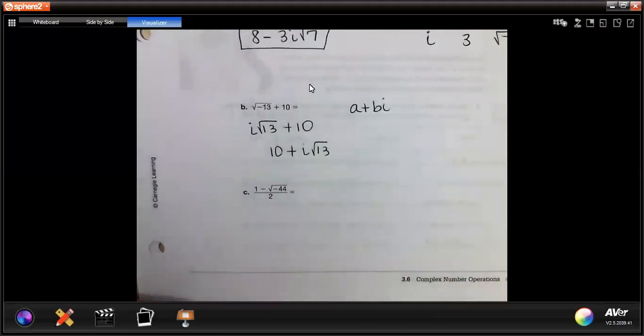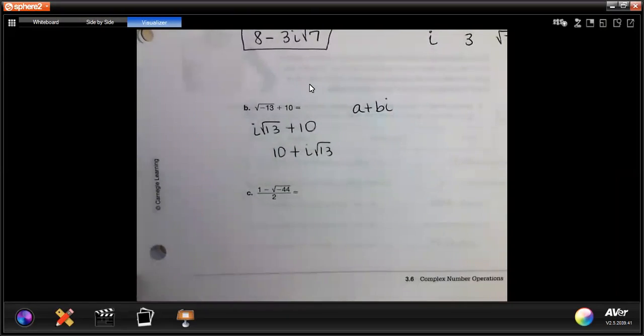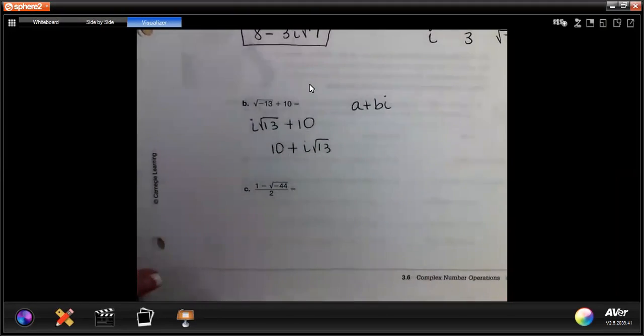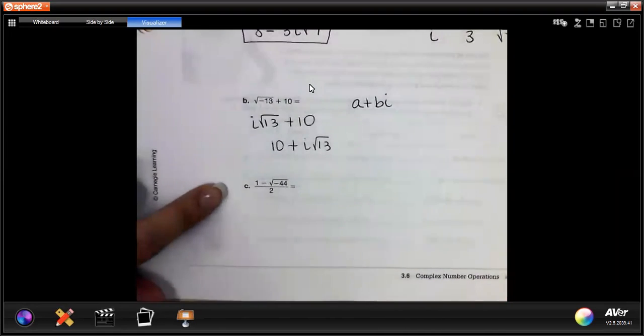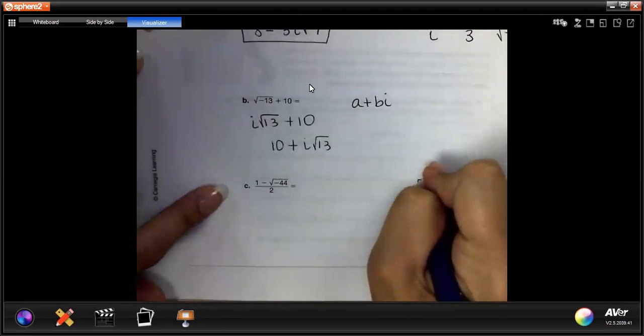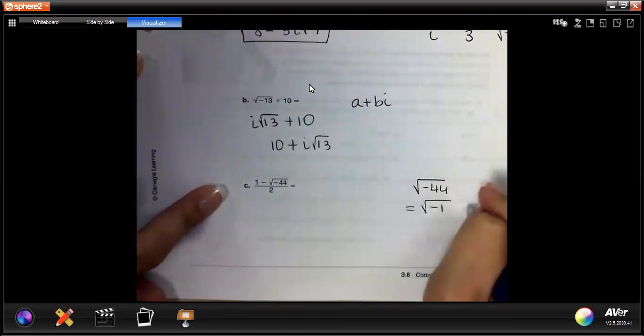All right, this last example is pretty important because this is where we're going to get to with the imaginary numbers. When we're solving the quadratic formula, we're going to want to have some imaginary solutions on the ones that have a negative under the square root. So we'll go ahead and simplify this. Again, we would take the square root of -44 and we would separate that into the square root of -1 times the square root of 44.